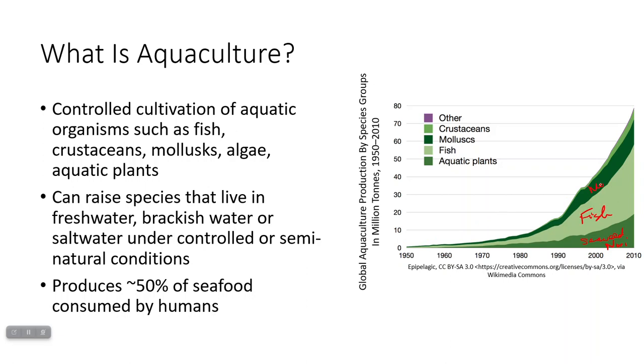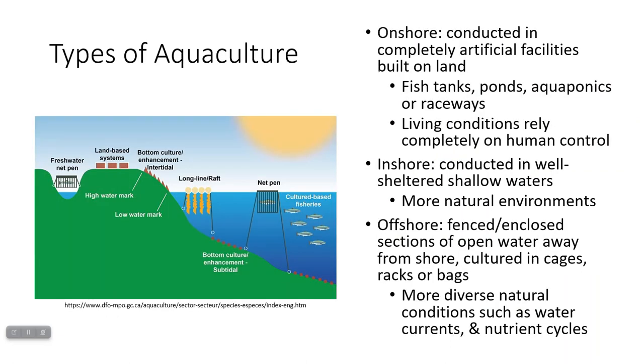Here's mollusks. Crustaceans would include shrimp, crabs, lobster, etc. And other could include things like squid or octopus, though I don't know how many of those we tend to raise because I don't think they're very well adapted in their lifestyle. So there are, of course, different types of aquaculture depending on where you're doing it.